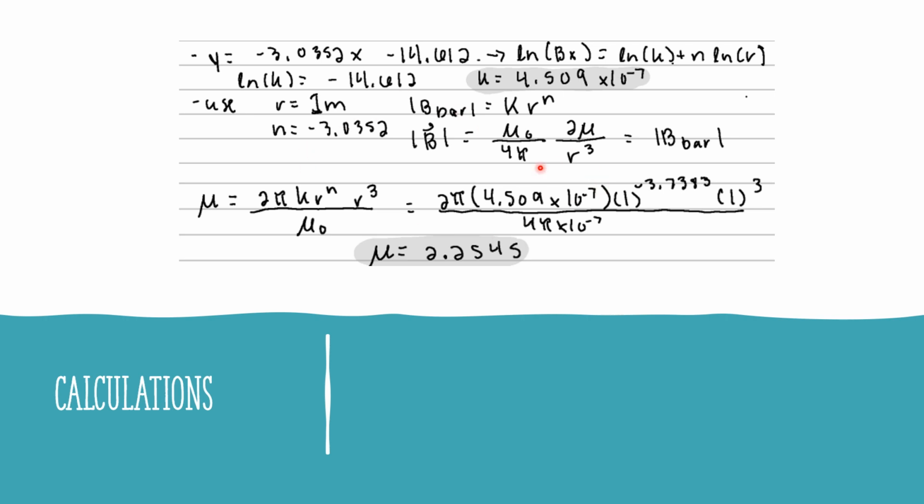these equations: the parallel magnetic moment equation, the distance dependence equation, and the slope equation from the Excel sheet I just showed. I then found k by taking e to the negative 14.6 and got 4.51 times 10 to the negative 7. Then I made the distance dependence formula and the parallel magnetic dipole equation equal to each other in order to solve for the moment, which ended up being 2.25.